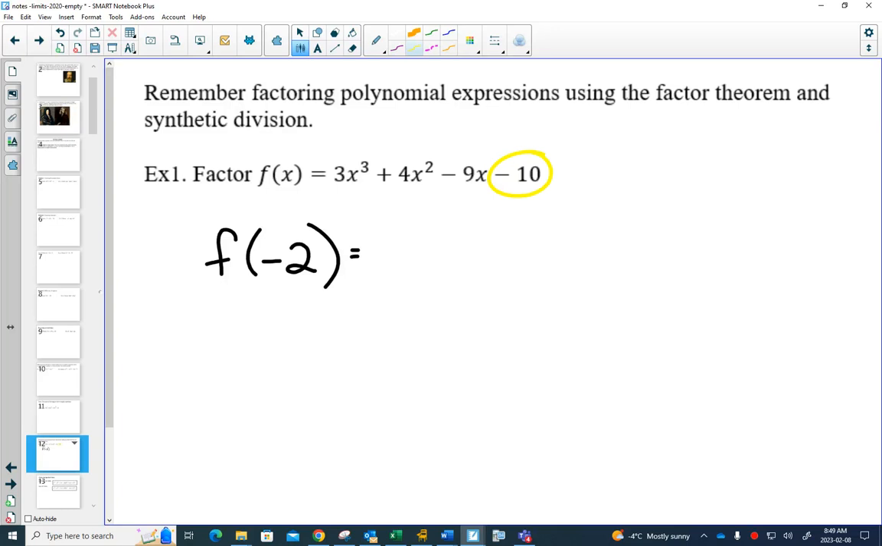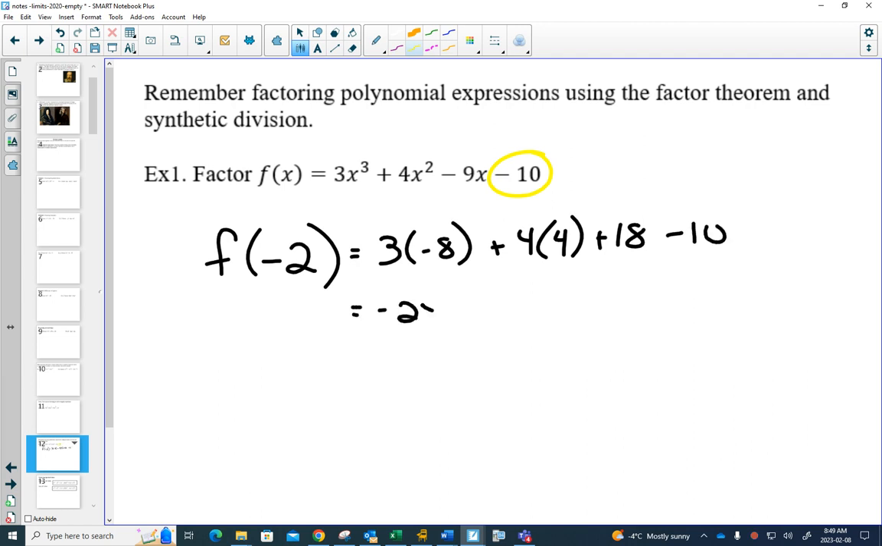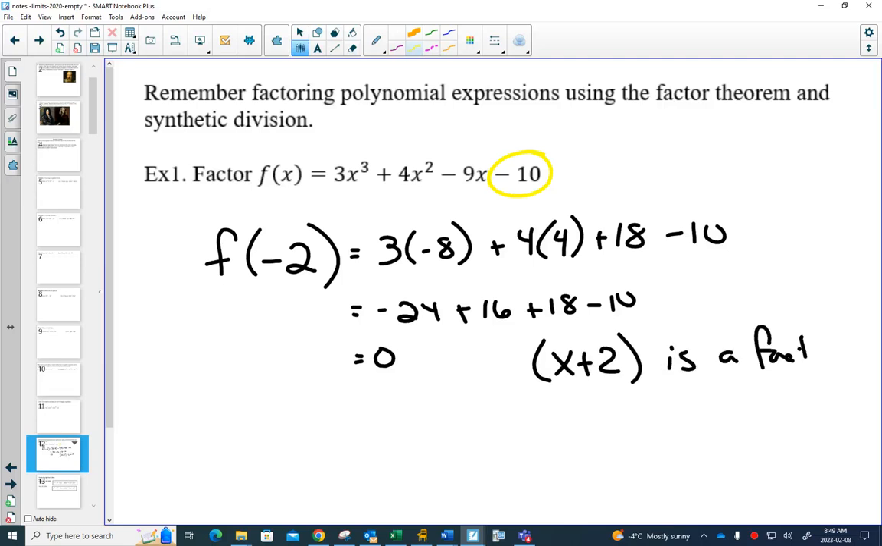If you plug in minus 2, you would get 3 times minus 2 cubed, 8, plus 4 times minus 2 squared, positive 4, minus 9 times negative 2 would be plus 18 minus 10. And sure enough, negative 24 plus 16 plus 18 minus 10 is 0. That was your factor theorem. If you find a value that makes something equal to 0, this tells you that x plus 2 is a factor. And then we can start to factor this.